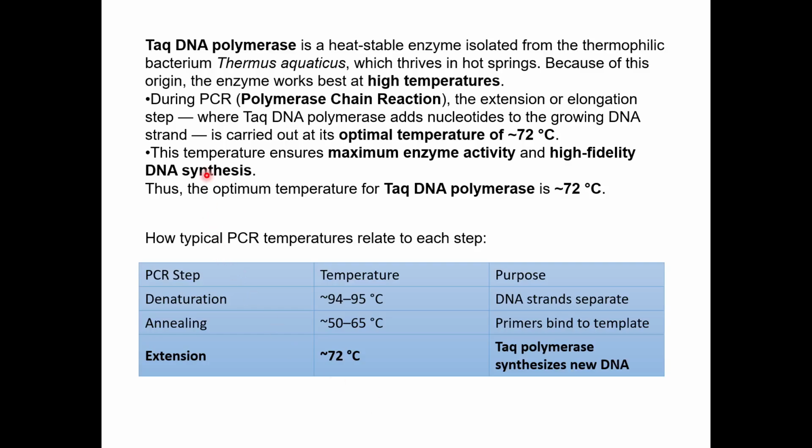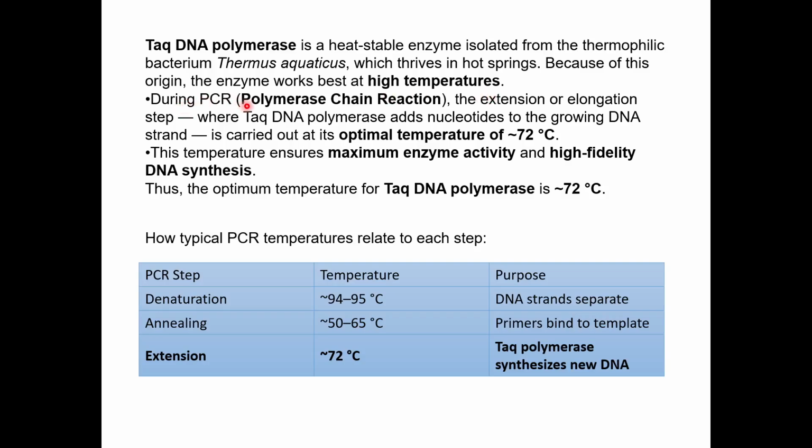Next is Taq DNA polymerase. Taq DNA polymerase is a heat stable enzyme which is isolated from a thermophilic bacterium, Thermus aquaticus. This usually is present in the hot springs, and due to the higher temperature, its DNA pol has the stability to function at high temperatures. Because of this origin, the enzyme works best at high temperatures.